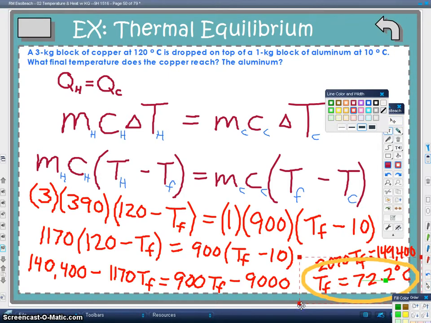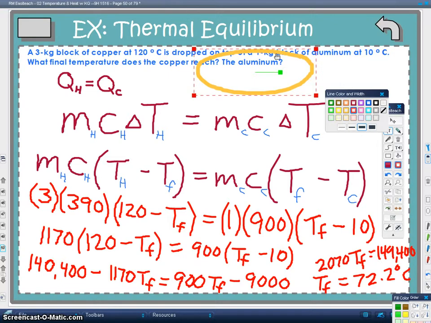And that answers a lot of questions. That answers the final temperature of the copper. That answers the final temperature of the aluminum. They're the same. So the answer to both is 72.2 degrees Celsius. If I were to ask you to calculate the heat flow, you could also calculate the heat flow.